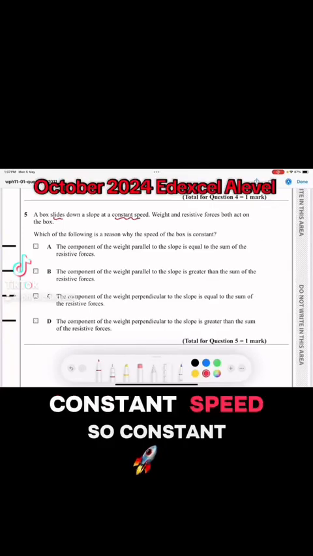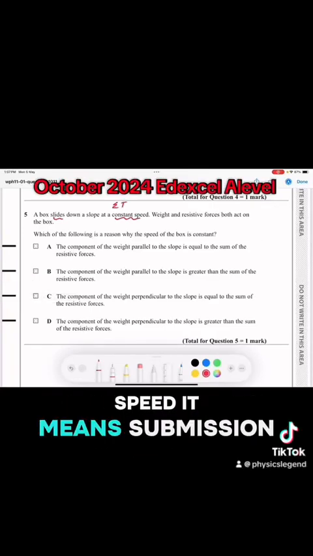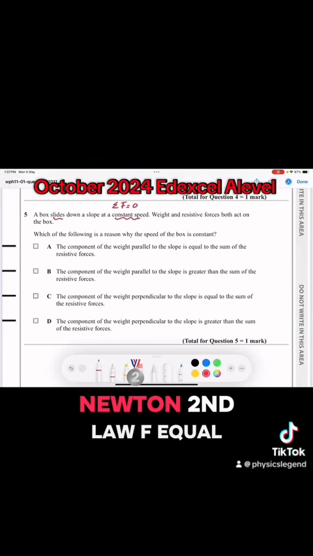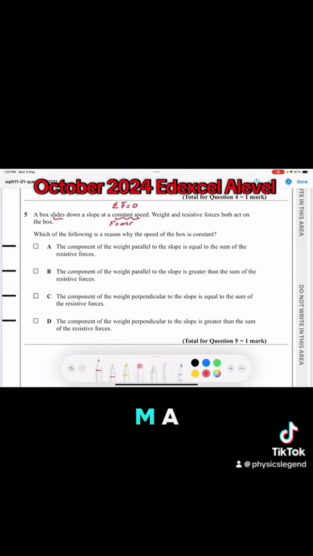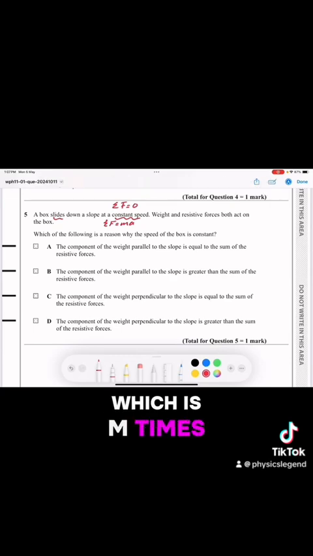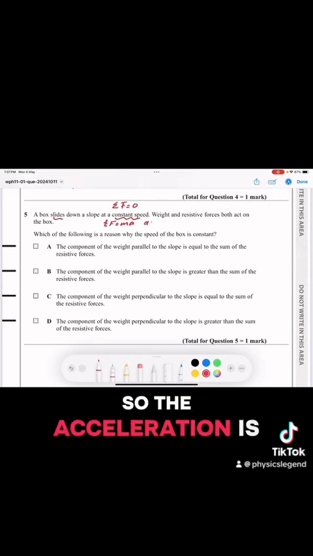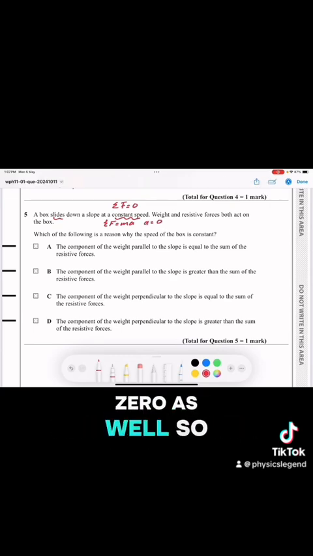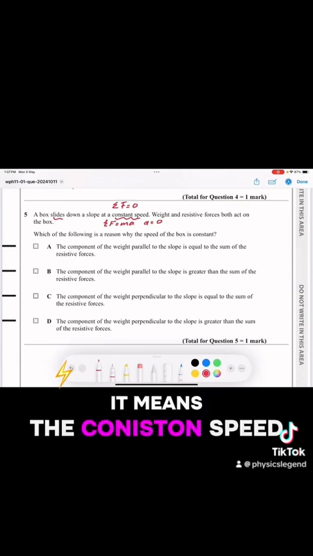Constant speed means the summation of forces equals 0. Newton's second law, F equals ma. So the sum of the forces, which is m times a, where a is acceleration. So the acceleration is 0 as well, which means constant speed.